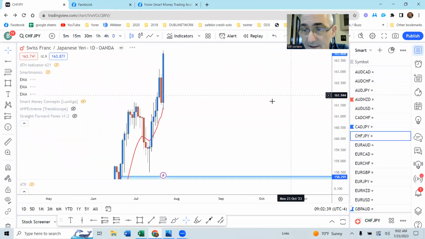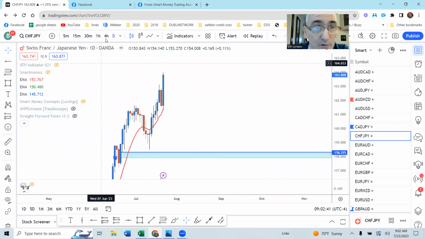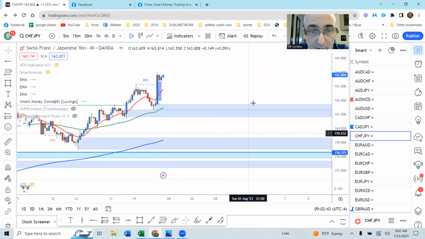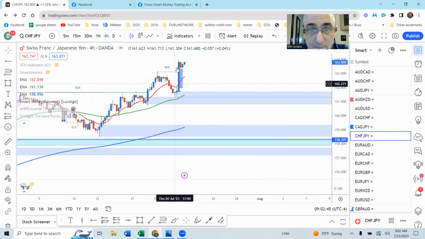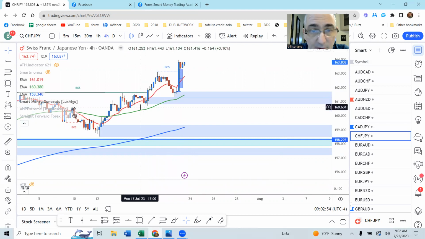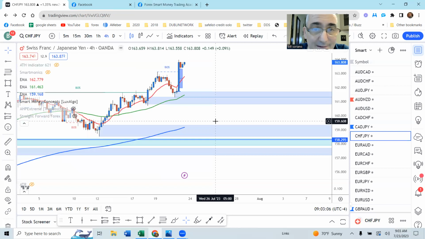Okay, let's see HFJPY. Again, we're very bullish. If we go to the 4 hour, we have some new breaks of structure here. I don't care for this area here, but this area here is not bad. The problem is, what happens here is you have a break of structure, and then price comes back and it already mitigates this area here. So that kills it for me.